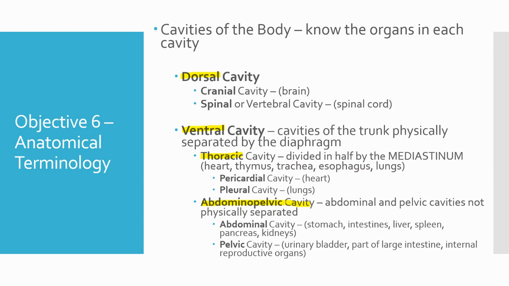And then you have your abdominopelvic cavity down below, and it's actually got two. It's your abdominal cavity and your pelvic cavity. Now these are not physically separated. They're just divided by a general, imaginary line. Your abdominal cavity contains much of your digestive organs, like your stomach, your intestines. It also includes your kidneys. And then your pelvic cavity contains the bladder, part of the large intestine, and your internal reproductive organs, like the ovaries.